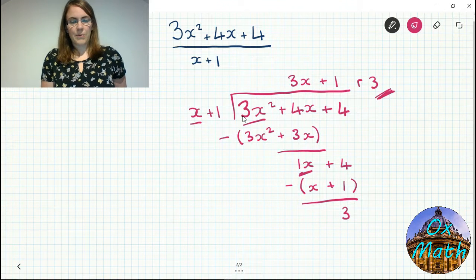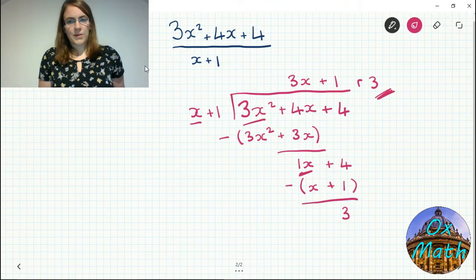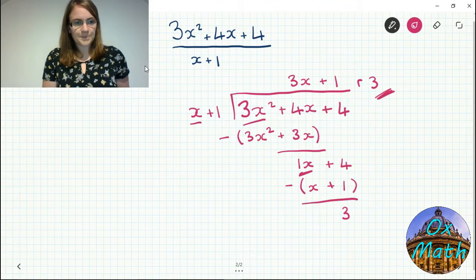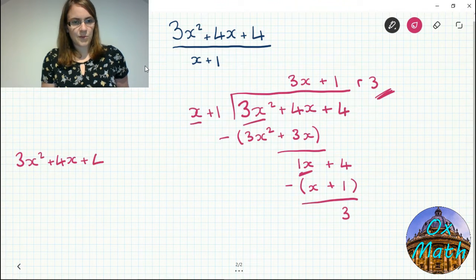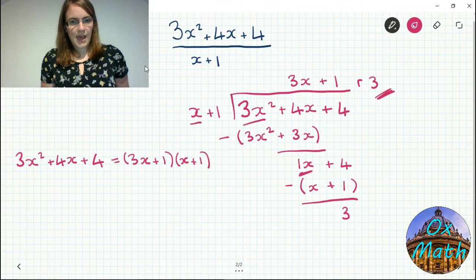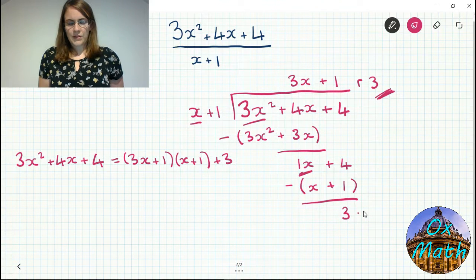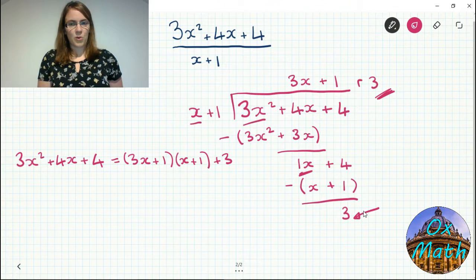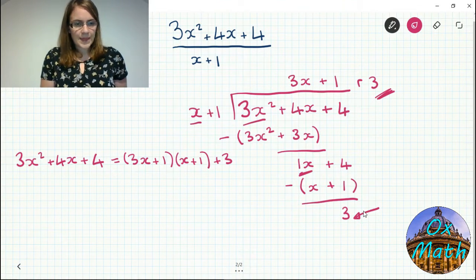If we think about what this actually means, it means that when we divide 3x squared plus 4x plus 4 by x plus 1, we end up with 3x plus 1 lots of x plus 1, and then 3 left over. So we could write this as 3x squared plus 4x plus 4 is actually equal to 3x plus 1 lots of x plus 1, add 3. The remainder of 3 tells us that 3x plus 1 lots of x plus 1 isn't quite enough, we need 3 more. If you're not quite sure where that comes from, think of a really simple division.